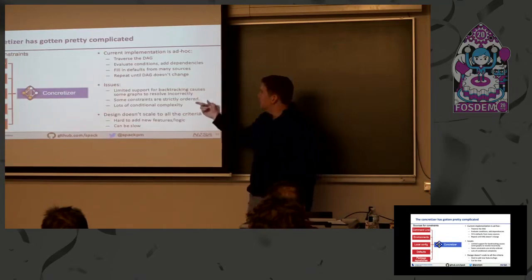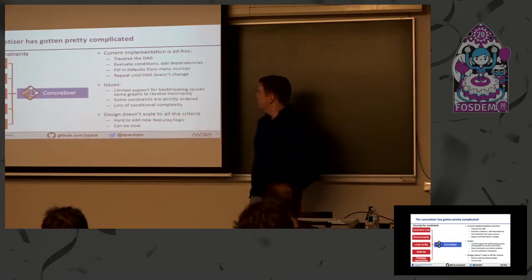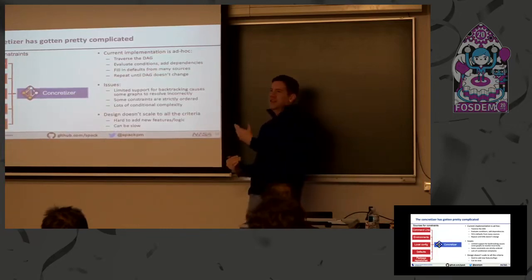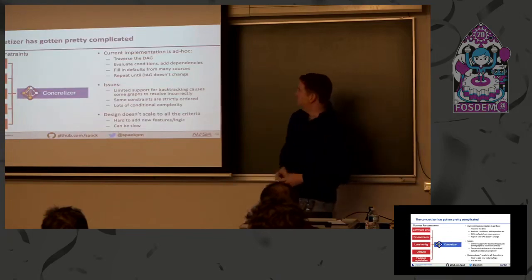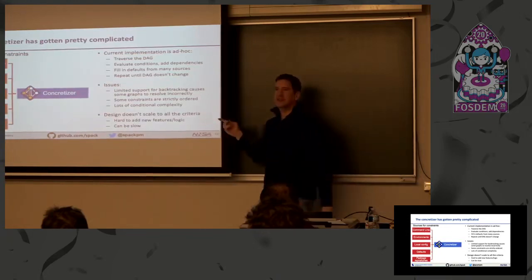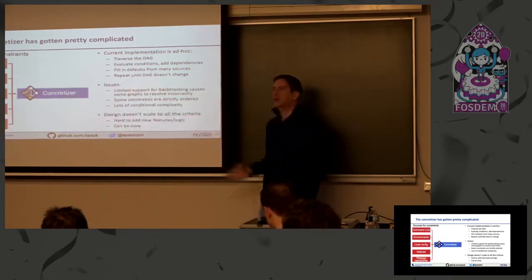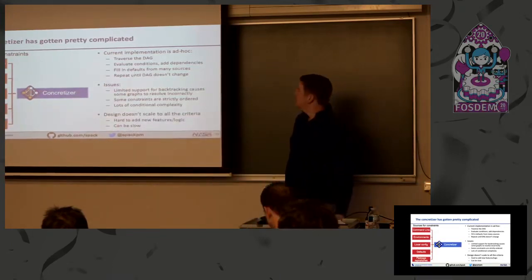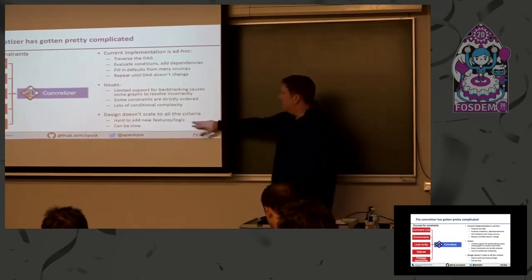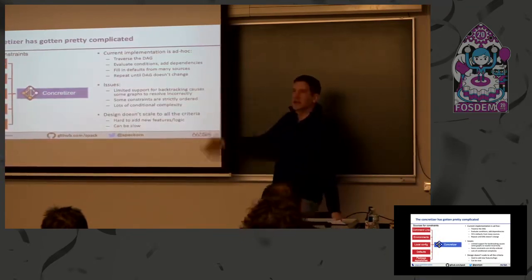And then the constraints are ordered. So you may discover that you've selected a compiler, but you wanted to build for an architecture that it turns out that compiler doesn't support. And really, you have to solve those things together to get a consistent DAG. And so this results in a whole lot of conditional complexity for a solver that isn't all that powerful compared to what some of these full backtracking solvers can do. And so it's gotten to be hard to add new features in logic, and it can be slow because we're basically building the DAG over and over and over again in Python.